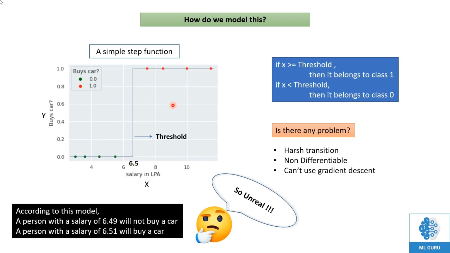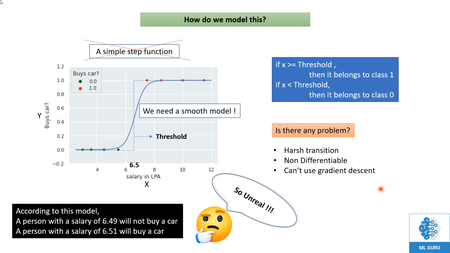The second point is it is non-differentiable. Why? Because you can see at the point of threshold, which is 6.5 in this case, the model is not smooth. Hence, it is not differentiable. And as we have seen in linear regression as well, when we use gradient descent, we calculate derivatives. But if this function is not differentiable, we cannot use gradient descent. So this is one of the big disadvantages of this model.